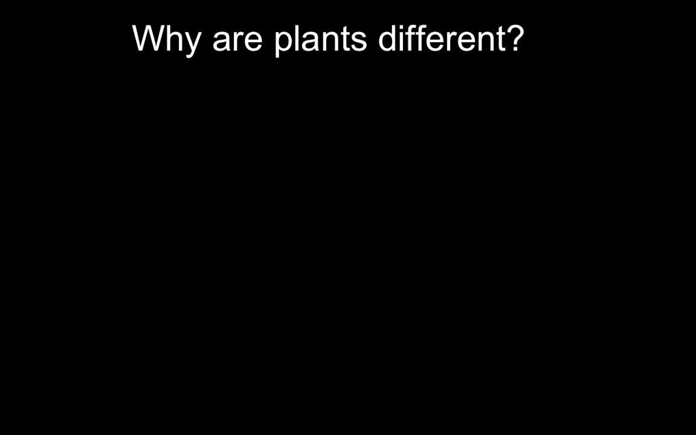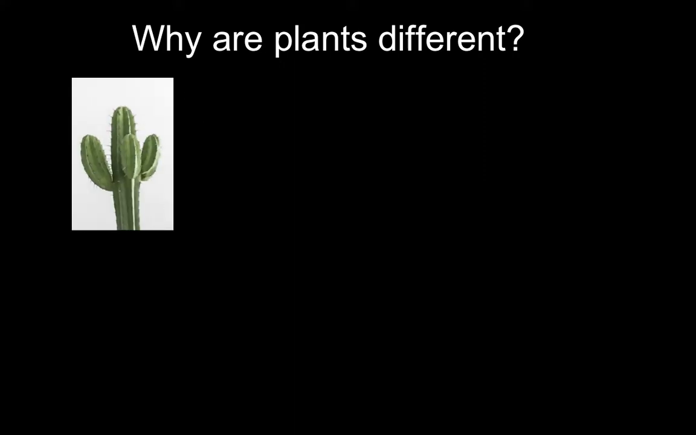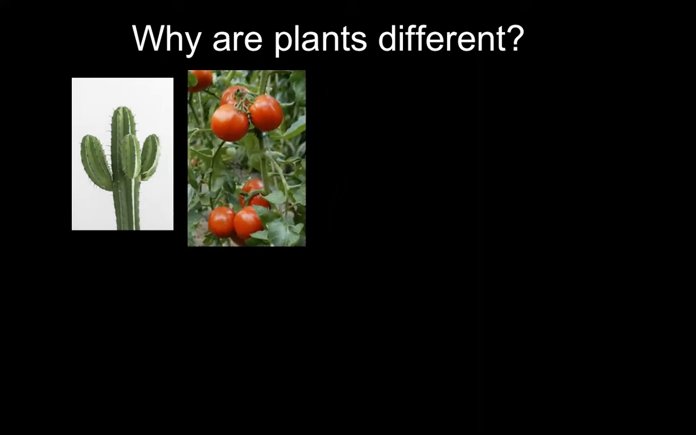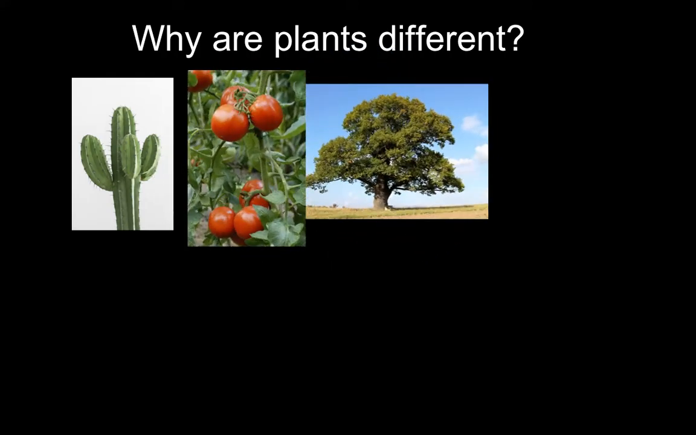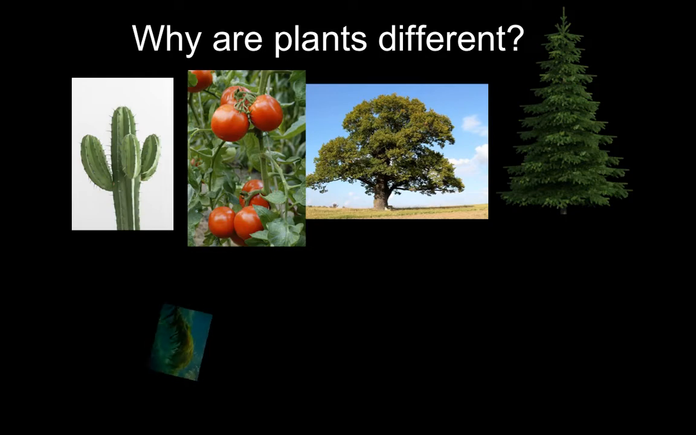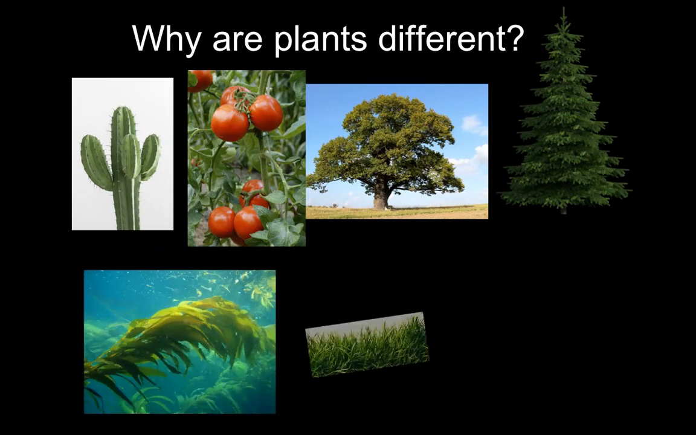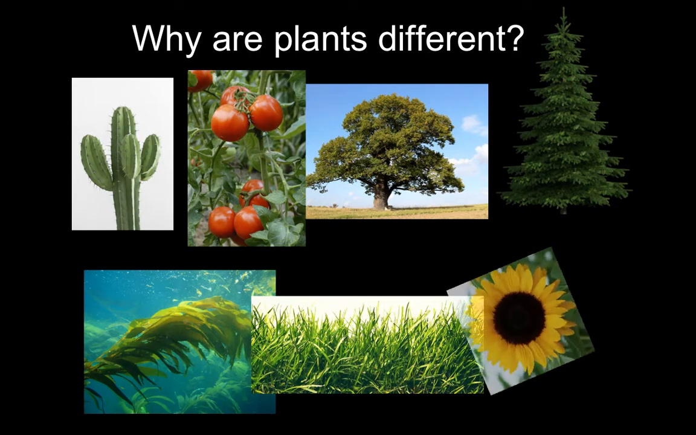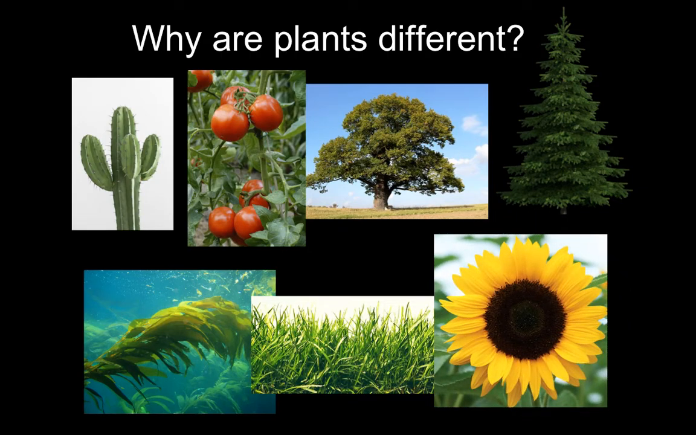All plants are different, but why are plants different? First, I'm going to let you try and think of some different kinds of plants. Okay, the types of plants that I think of are a cactus, a tomato plant, a tree, a pine tree, seaweed, grass, and flowers. Did you think of any of these kinds? Did you think of some other kinds?